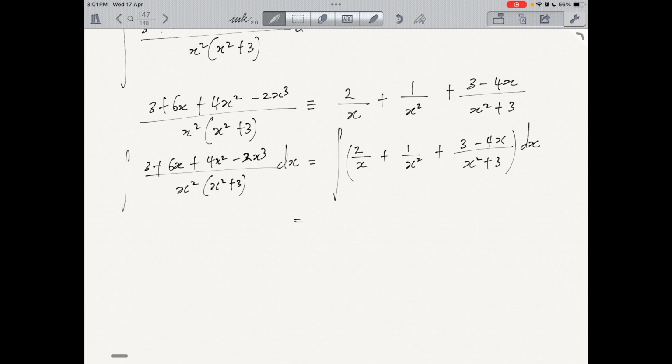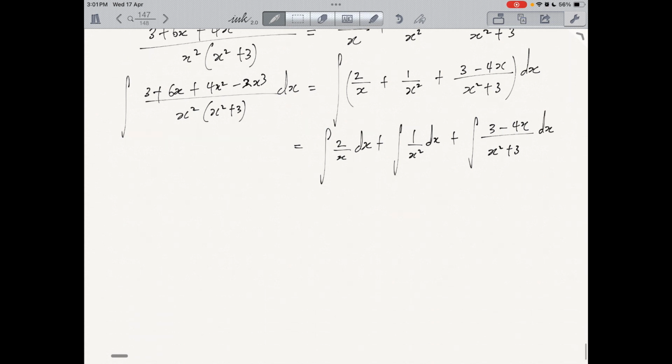So this will be integral of 2 over x dx plus integral of 1 over x squared dx and plus integral of 3 minus 4x over x squared plus 3 dx. Now let's simplify each term.